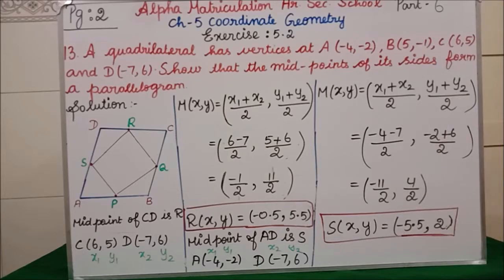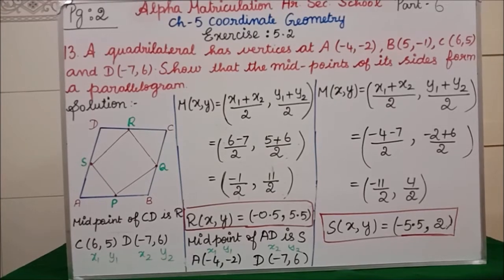Now how many points have we got totally? All the 4 points: P point, Q point, R point, S point we have got. Next, what we have to find? Slope of PQ, slope of RS, slope of QR and slope of PS we have to find. That we'll see on page number 3.